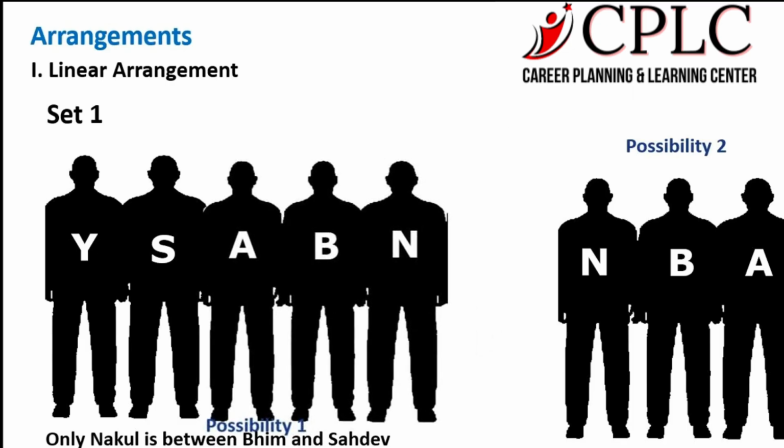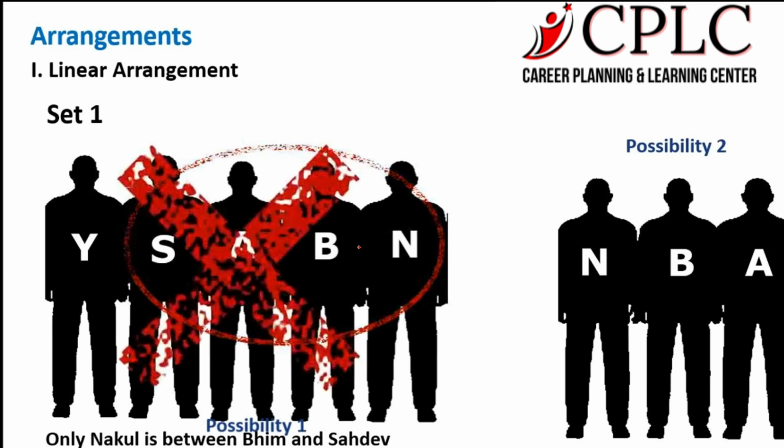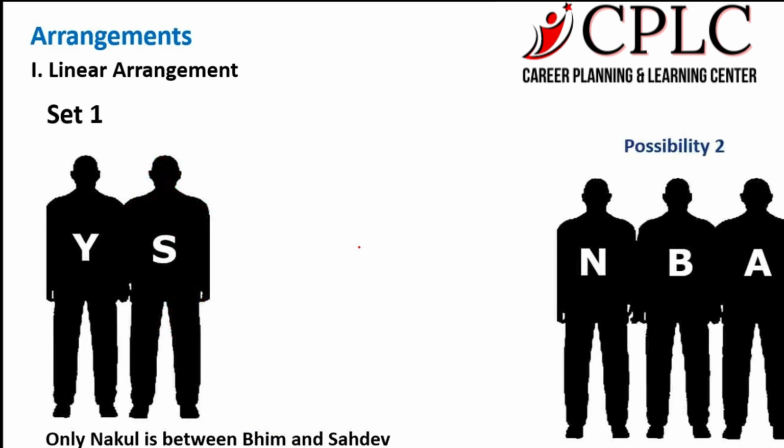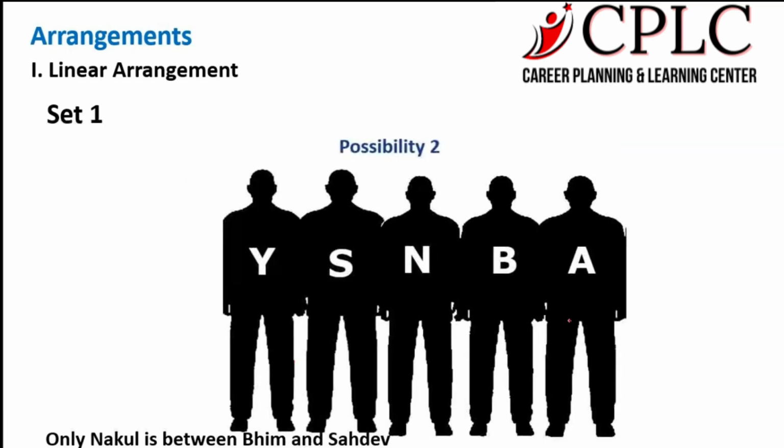So when we consider this particular possibility, all the restrictions have been satisfied, except the last one, which is Nakul's case: he's not in between, he's at the end. So this is the orientation. So let's do this one and let's introduce the other part. Now when we put it all together, you'll see that all the rest have been satisfied, and hence this has to be the final arrangement. As you can clearly see, they all are facing north.